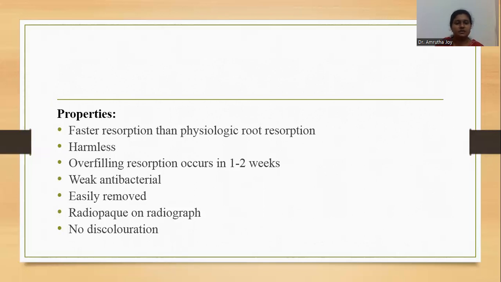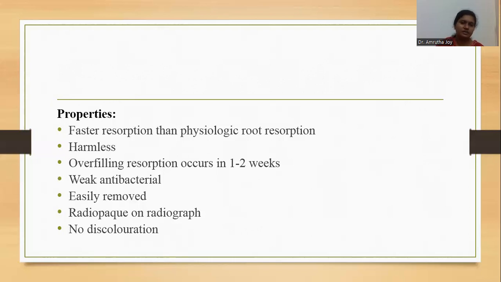It has a faster resorption than physiologic root resorption. It is harmless, and if it is overfilled or reaches beyond the periapical area, it will resorb within 2 weeks. It's weakly antibacterial, can be easily removed, is radiopaque, and does not cause any discoloration to the tooth. And another disadvantage of this material is that it can cause hollow tube effect.